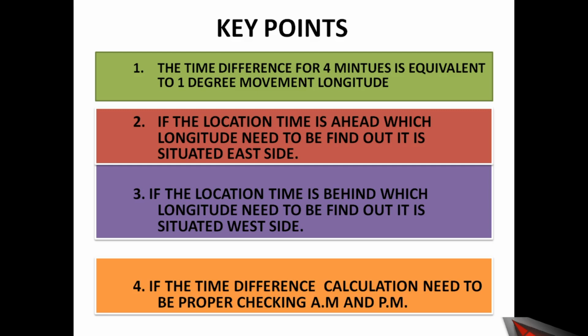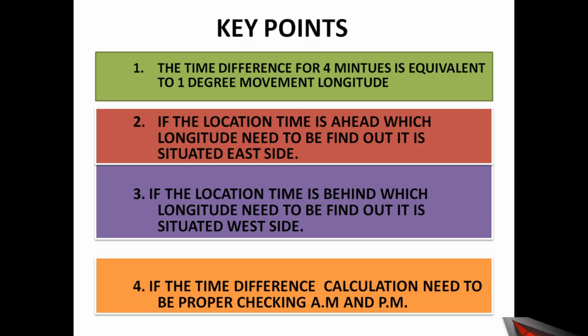So basically, when we are talking about a 4 minute time difference, we are actually crossing 1 degree of longitude. Second point, if the location time is ahead, the longitude that needs to be found out is situated on the east side. As we know, places situated in the eastern hemisphere have times ahead of the locations in the western hemisphere.